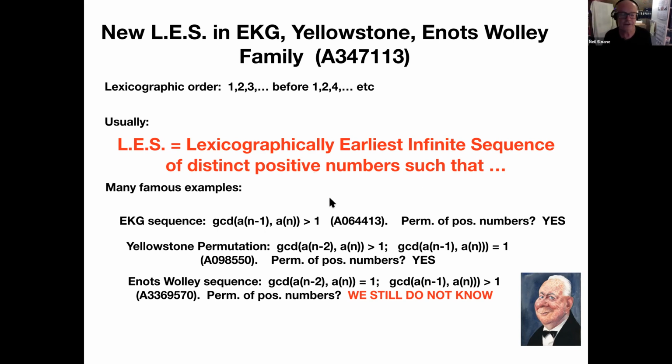And the tricky part is always to prove there's nothing missing. So the EKG sequence, you can prove without too much difficulty that there's nothing missing. Then a variation on that is the Yellowstone permutation. The EKG sequence is called EKG because the beginning looks like an electrocardiogram of your heart. It goes up and down in a slightly irregular way.